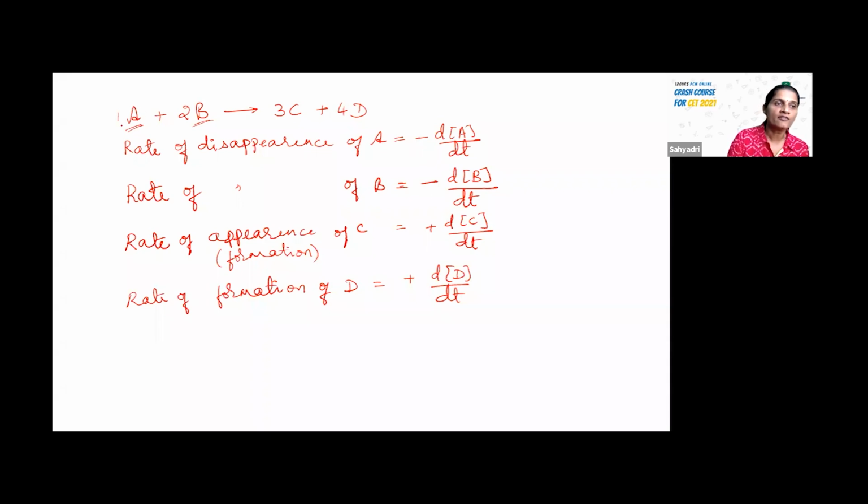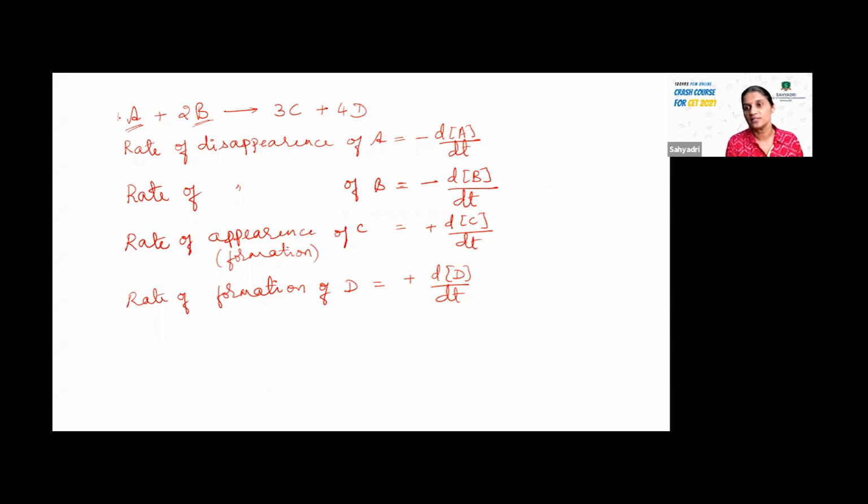Now, rate of disappearance of A, is it equal to rate of disappearance of B? Is the question. No. Why? Because when I use 1 cup of rice, I need 2 cups of water. Suppose I have 10 cups of rice in a box and 20 cups of water in another vessel. I want to cook rice. Now, when I take out of 10 cups, I'm taking 1 cup.